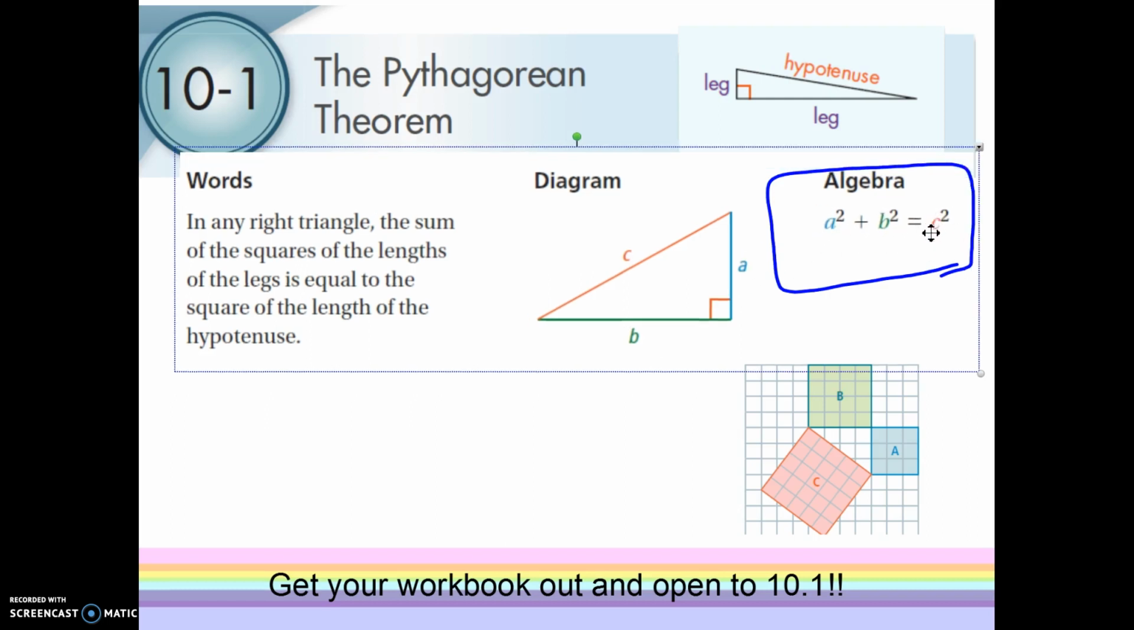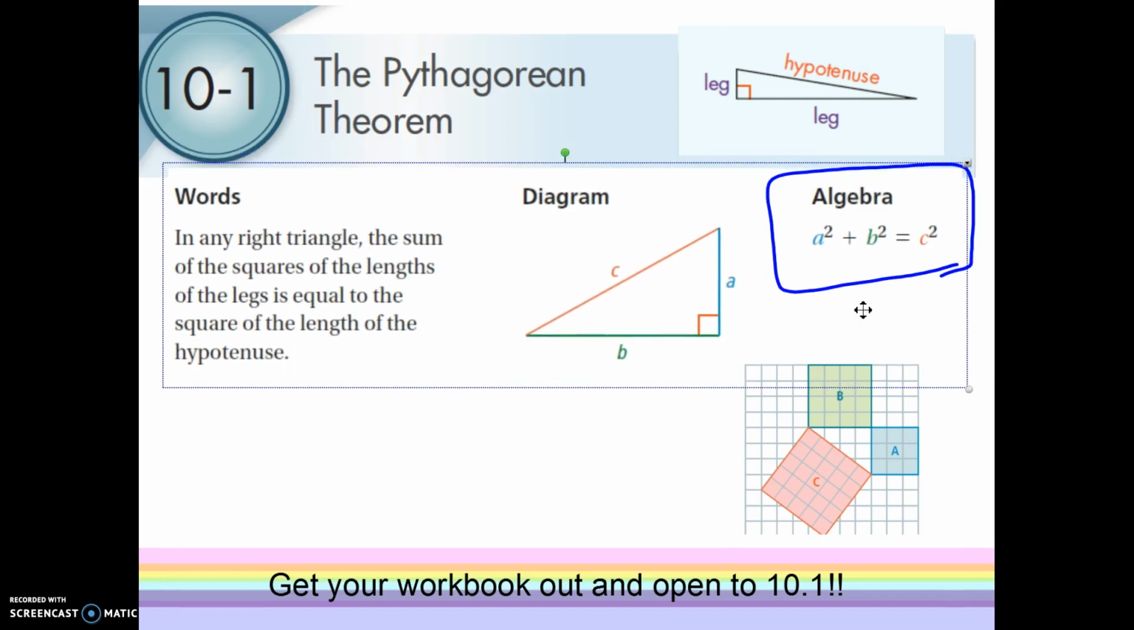But c matters. C is your hypotenuse. It has to be your hypotenuse or it's not going to work. You're going to get the wrong answer. So c is always the longest one, your hypotenuse, the one across from the right angle. And you plug into this formula when you want to find one of the sides of a right triangle.